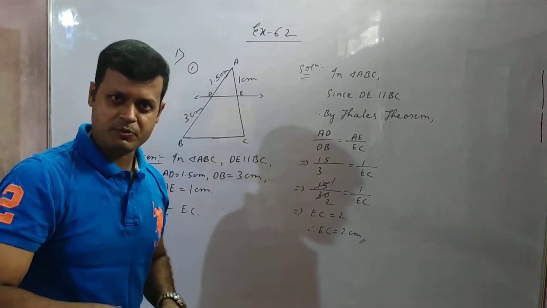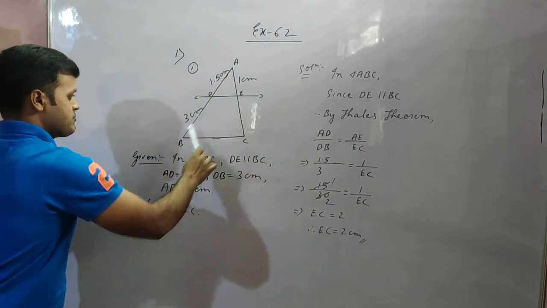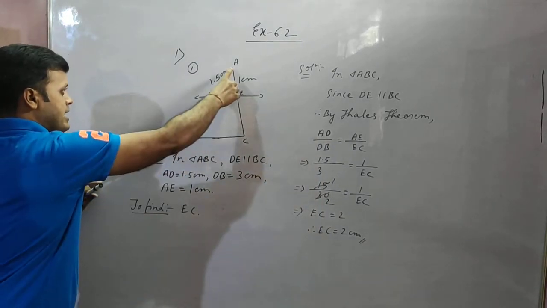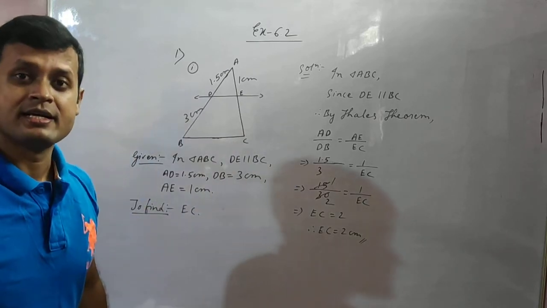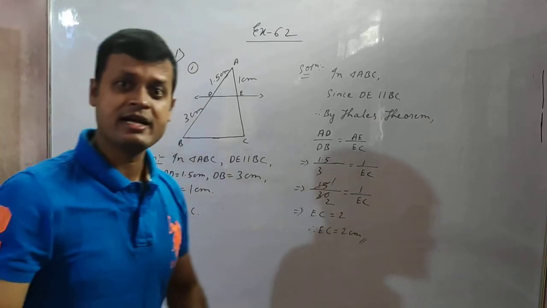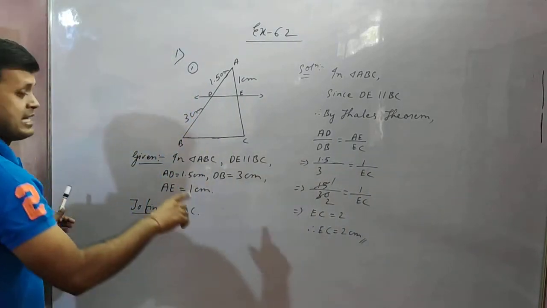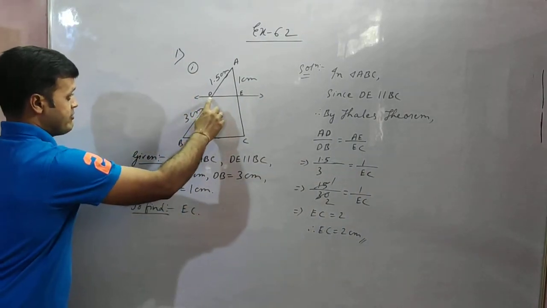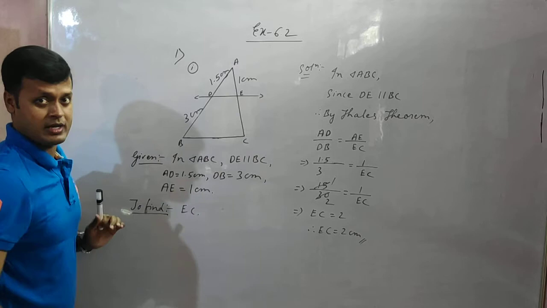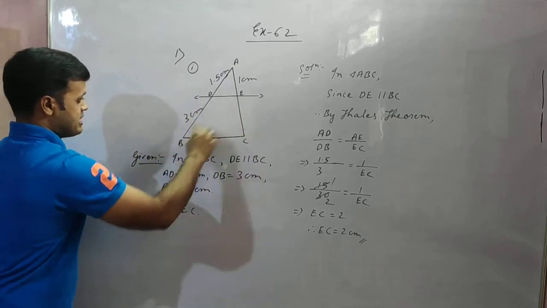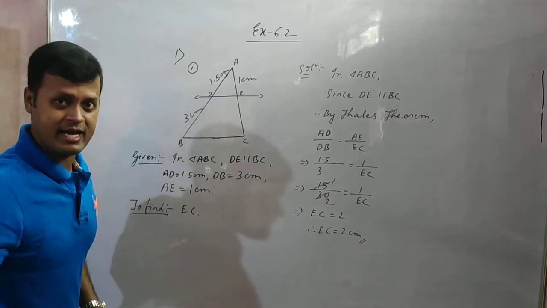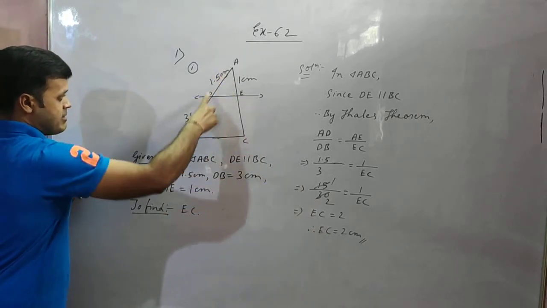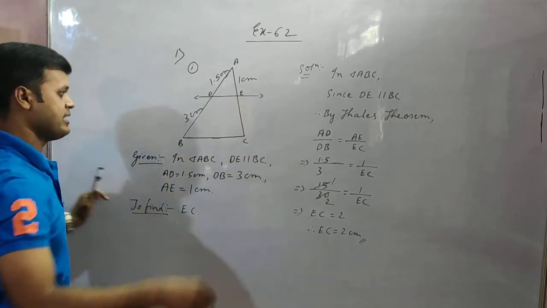Do you remember theorem 6.1? So if DE is parallel to BC, then what will happen? According to Theorem 6.1, that is the Thales theorem, if a line is drawn parallel to one side of the triangle, the other two sides will be divided in the same ratio. That means AD by DB will become equal to AE by EC.